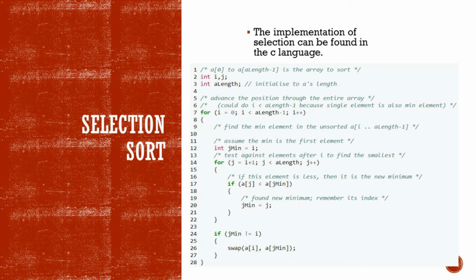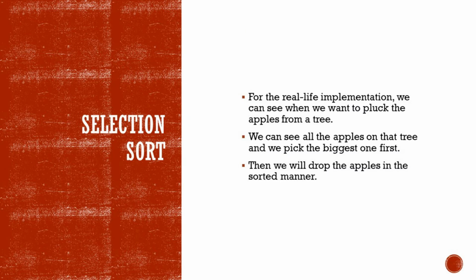So that was a simple implementation of selection sort in coding. And for a real life example, when we want to pluck the apples from the tree, we can see all the apples on that tree, and we pick the biggest one first, then we drop the apples in a sorted manner.